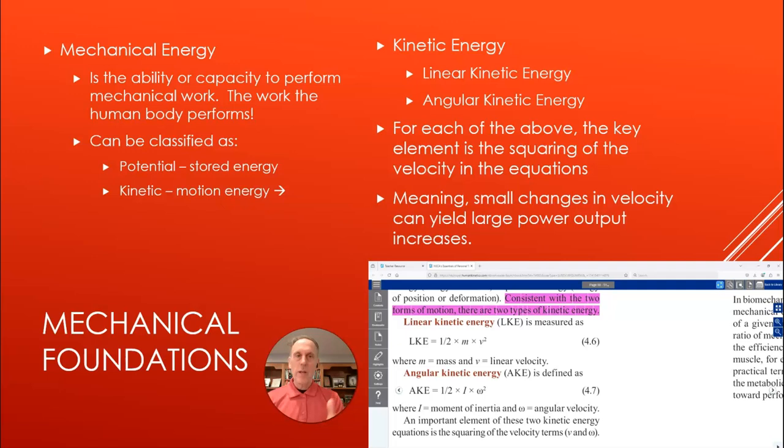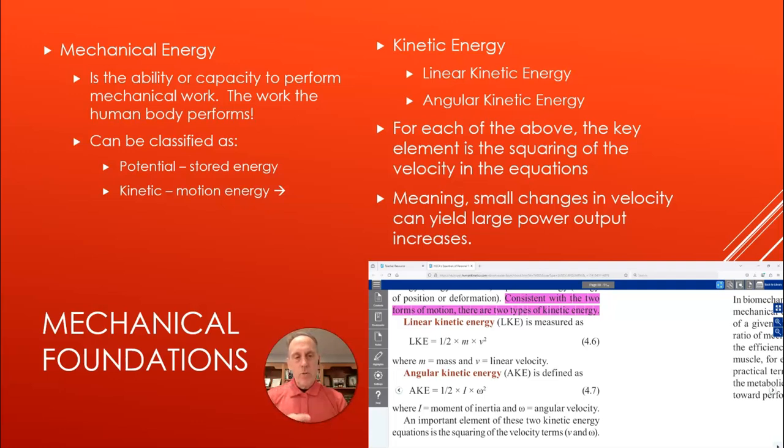So in kinetic energy, we have linear and angular, and those should be terms that look very familiar to you. Linear, very straight ahead. Angular is more rotational. And for each of the above, the key element is the squaring of the velocity in the equation. So down here, I did a cut and paste. You have linear kinetic energy and angular kinetic energy. For the linear, the v is squared here, and that's your linear velocity. For down here, your w is squared, and that's your angular velocity, meaning how quickly the lever is moving about the axis.